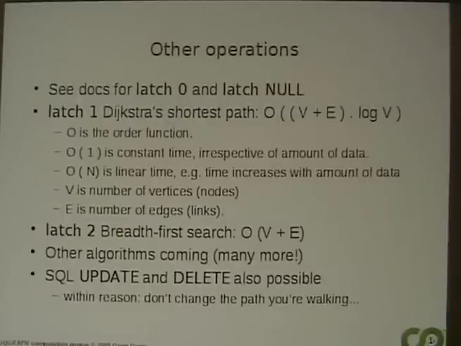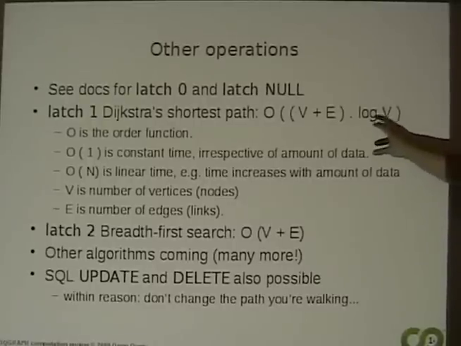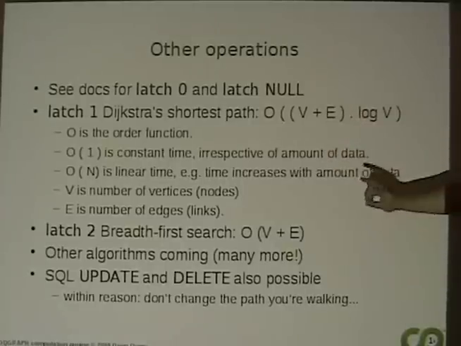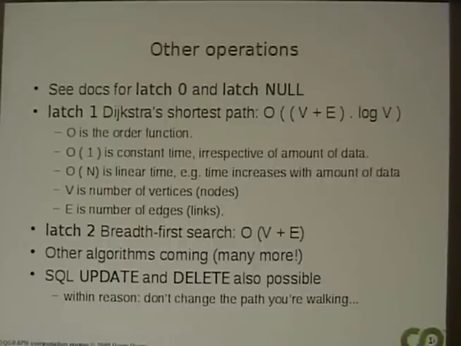Next page. We do have documents explaining what the different latch values are. As I explained earlier, latch 1 is Dijkstra's shortest path, denoted by this function here as to how fast it is. It is recommended to only use Dijkstra's when you've got weights which are not all 1. If you have all your weights at 1, the breadth first search function is recommended as it's more memory efficient. Also available is the ability to update and delete edges.